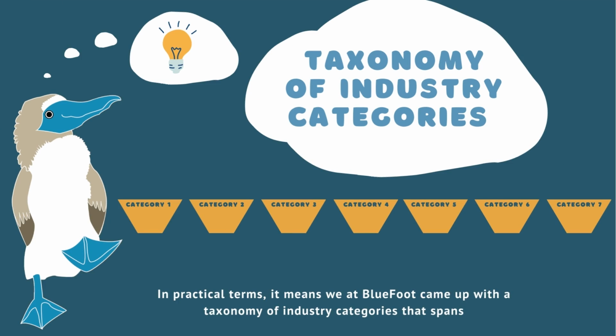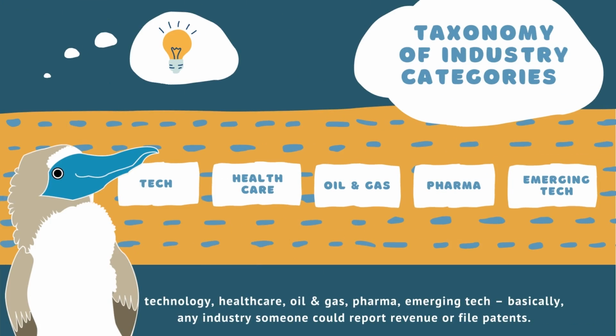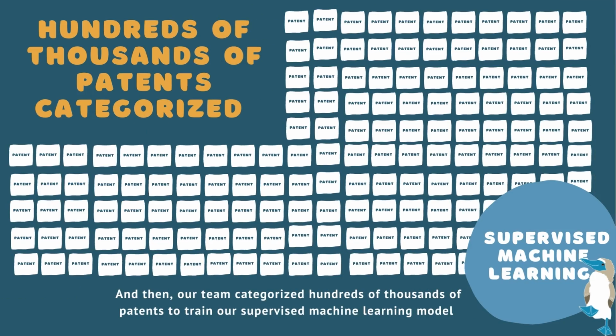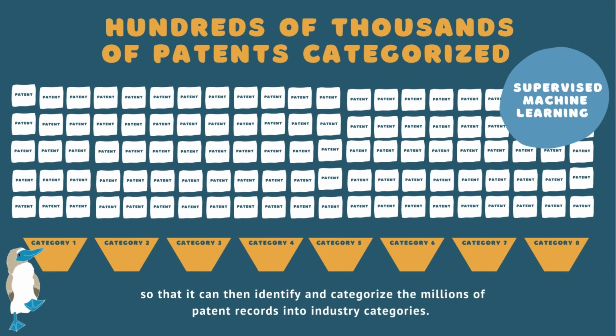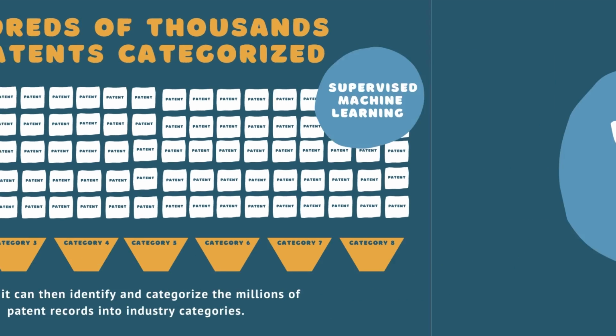In practical terms, it means we at BlueFoot came up with a taxonomy of industry categories that spans technology, healthcare, oil and gas, pharma, emerging tech, basically any industry someone could report revenue or file patents. And then our team characterized hundreds of thousands of patents to train our supervised machine learning model so that it can then identify and categorize the millions of patent records into industry categories.